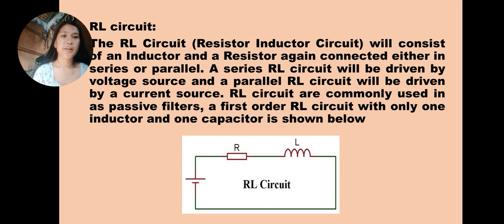RL circuits are commonly used as passive filters. A first order RL circuit with only one inductor and one capacitor is shown below. As you can see in the picture, there is a capacitor and there is an inductor, so those two serve as the inductor and the capacitor.